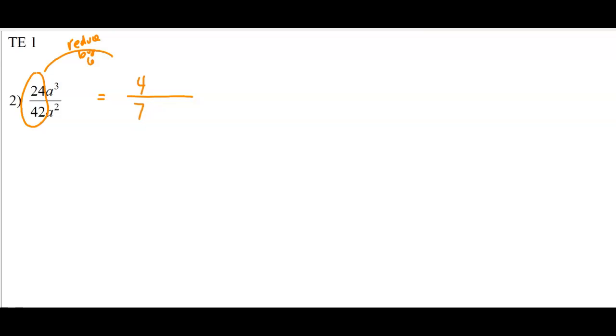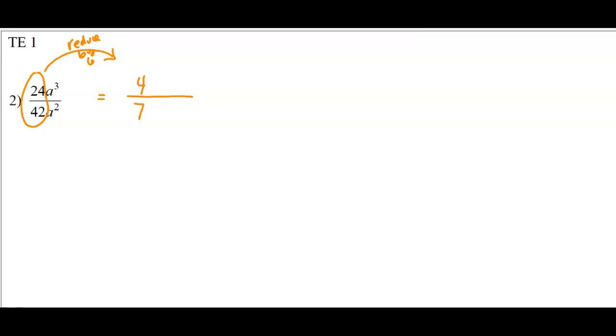7. Now, if you do your reducing and you find out that, oh, it could be reduced some more, then that just means you didn't pick the biggest number possible. So you could either just reduce again, or you can start completely over and pick a bigger number to divide by. But either way, just make sure you reduce it down until you can't reduce anymore. 4 and 7 is as reduced as that's going to get.